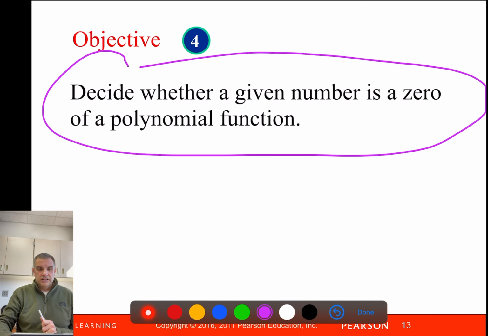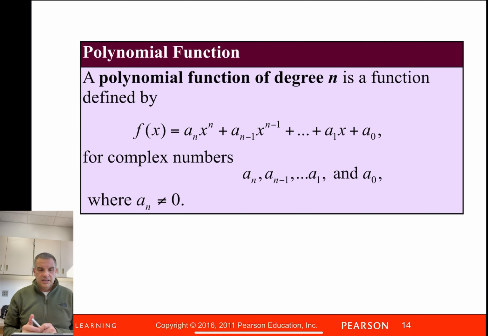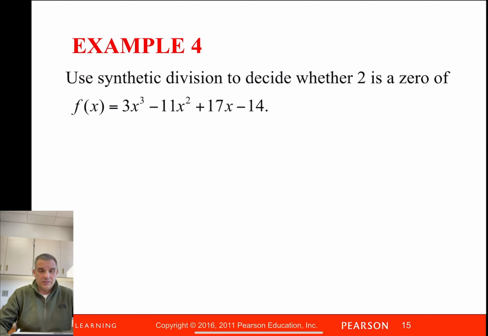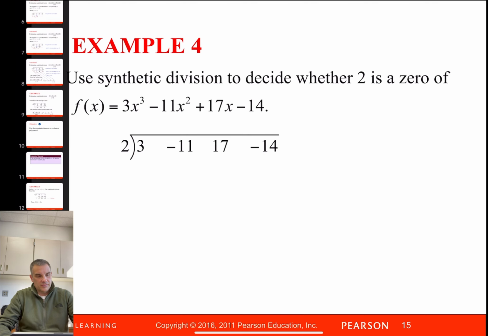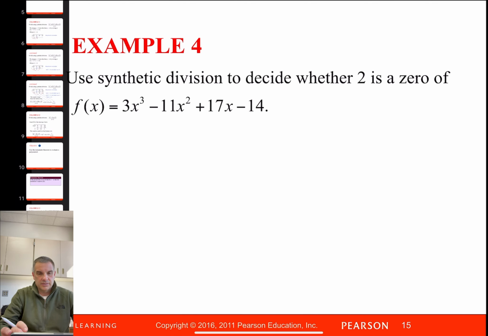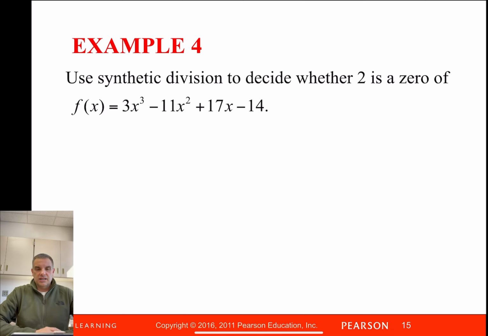The way we're going to determine if it is a zero or not is going to be if it ends up being zero. A polynomial function is x squared, x cubed, x to the ninth. Those are what polynomial functions are. We're going to use synthetic division to decide whether 2 is a zero of this function.